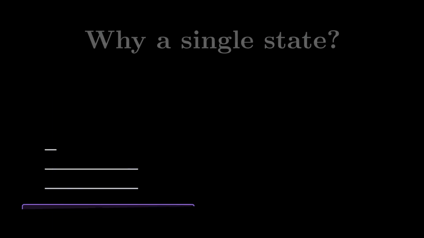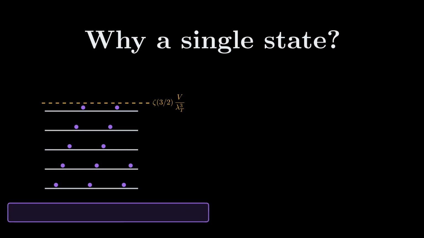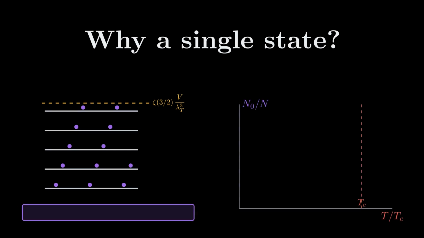And now the real heart of it: why a single state, and why a huge fraction of all the atoms. Think of the energy levels as a tall staircase of rooms above one ground floor. Bose statistics has a strange permission built in. Any number of atoms may pile into the very same state. They love company. Here's the twist.